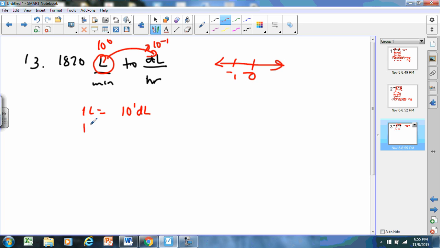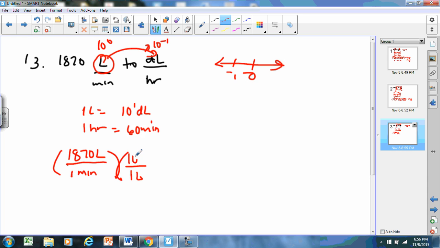And then 1 hour is 60 minutes. And this is actually a level 2, but I started mixing them up. 1,870 liters per minute is the original problem. You can put a 1 here. And then liters is on the top. So 1 liter goes down, 10 to the first deciliter goes up. Notice these aren't squared or cubed, so we don't have to do any of that weird funky stuff.